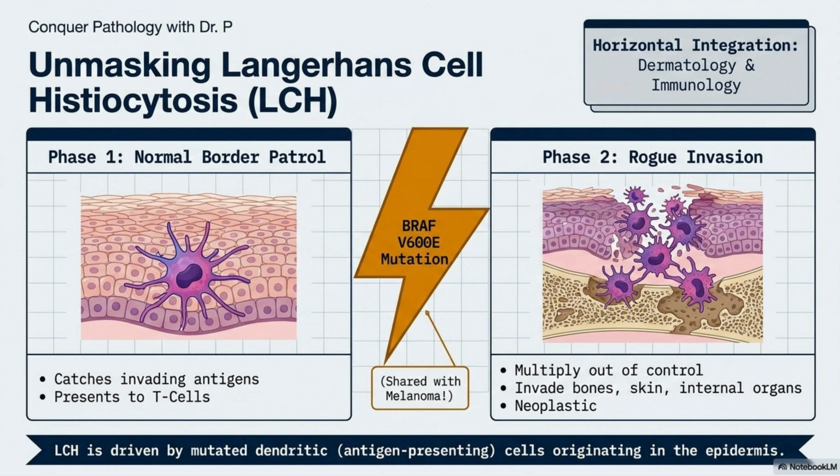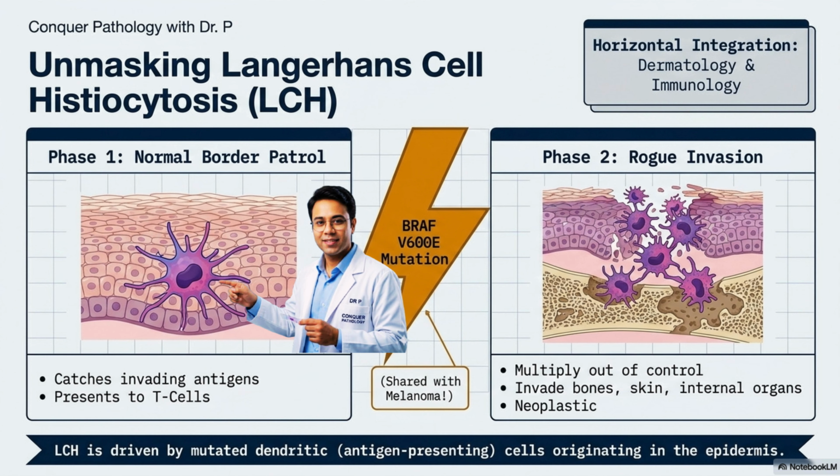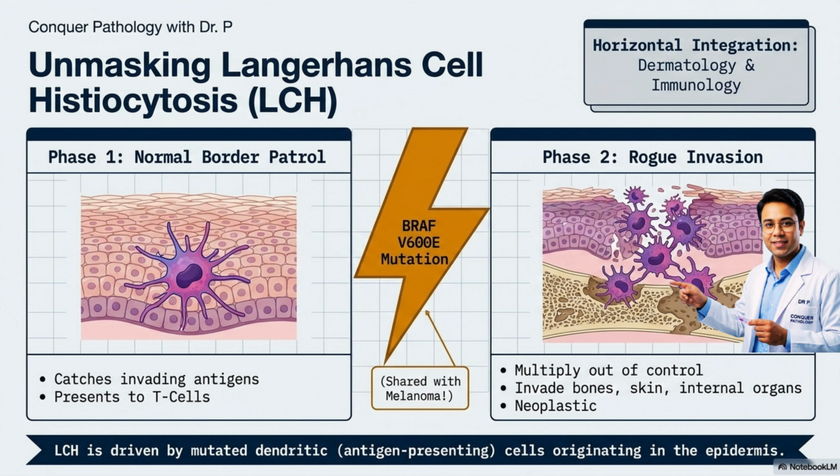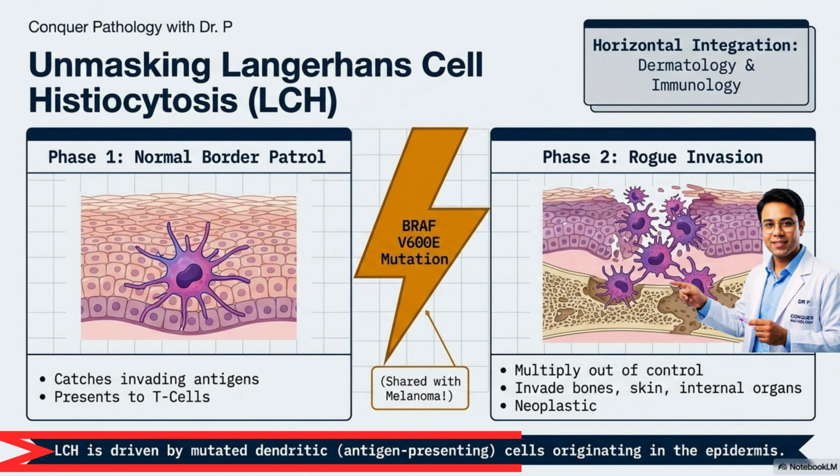Let's look at unmasking Langerhans Cell Histiocytosis, or LCH. In phase 1, we see the normal border patrol, demonstrating a horizontal integration of dermatology and immunology. These normal cells catch invading antigens and present them to T cells. In phase 2, we have a rogue invasion. This is driven by the BRAF V600E mutation, which is notably shared with melanoma. These mutated cells multiply out of control, invade bones, skin, and internal organs, making them neoplastic. Ultimately, LCH is driven by mutated dendritic antigen-presenting cells that originate in the epidermis.